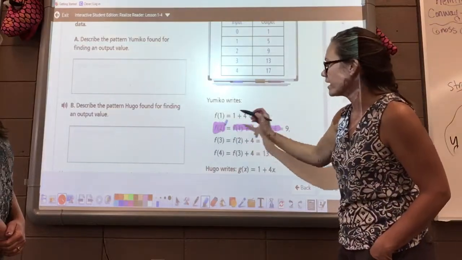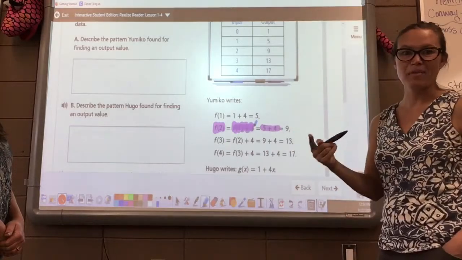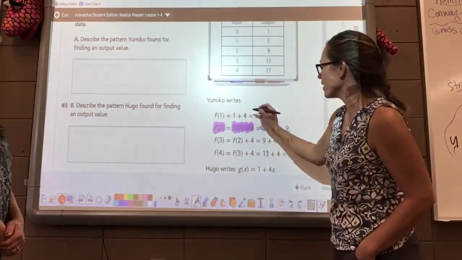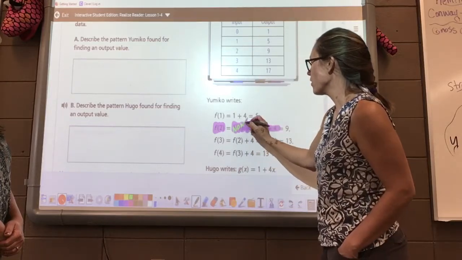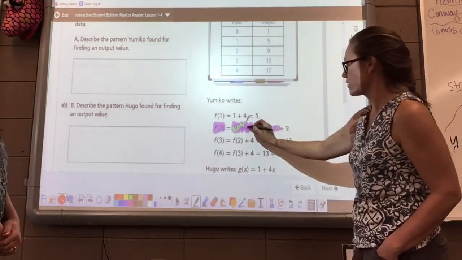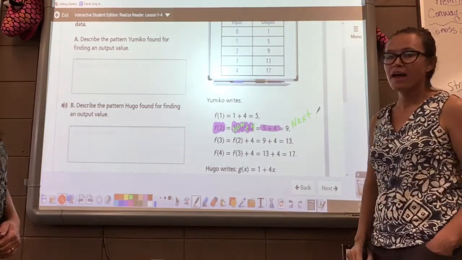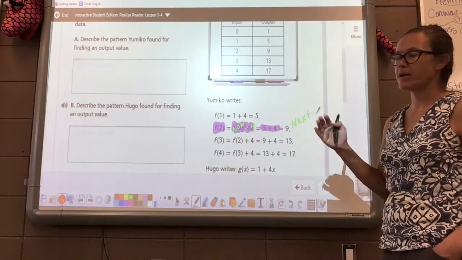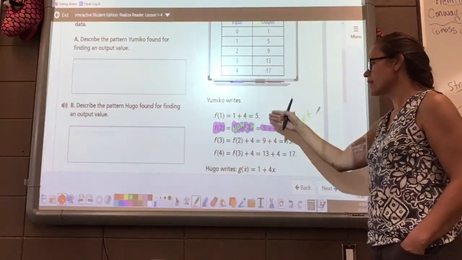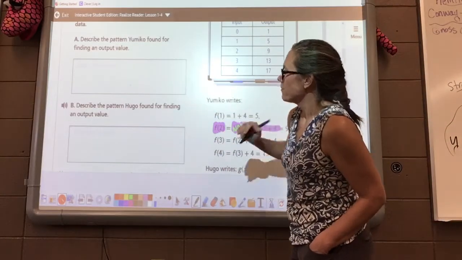Here's one way to write it in function notation. Here's another way, and if you think back to your Math 1 class, this is what we have now, and over here, plus 4 gives us our next. And so as Yumiko is looking at this pattern, that's how she's thinking about it. She's thinking about the previous term, plus 4 gives us the next term. So you could write something about that up here in part A.